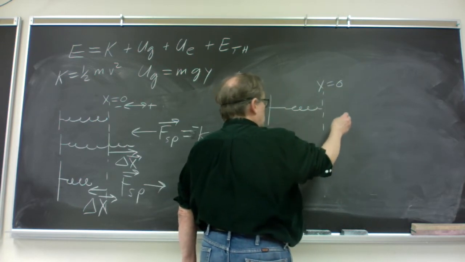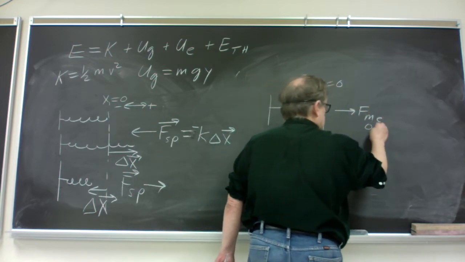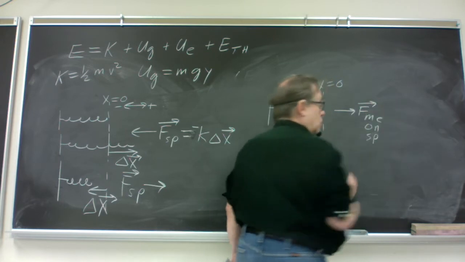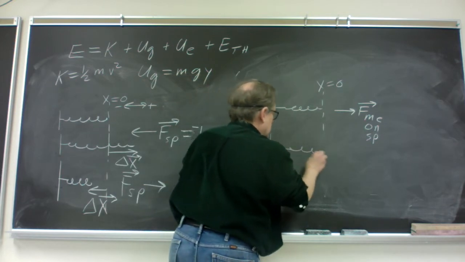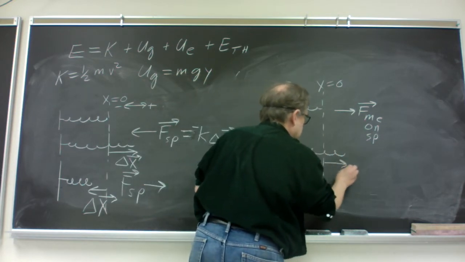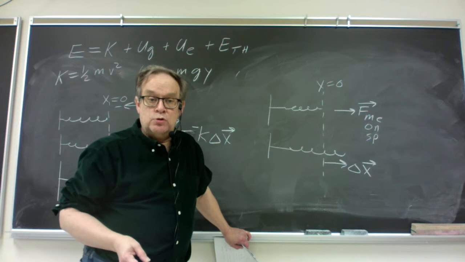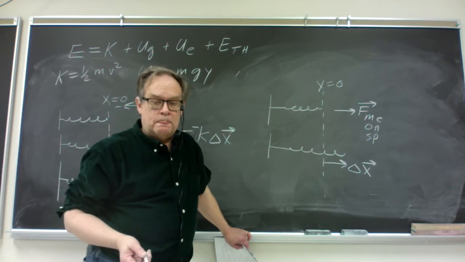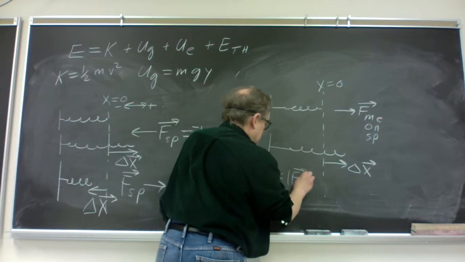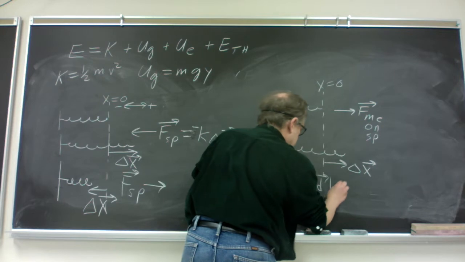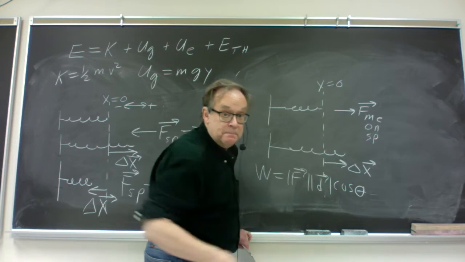And then I pull on the spring, so my force is a pull to the right, and as a result, the end of the spring has a displacement to the right. So, remember, work done is the strength of the force times distance times cosine of the angle between the force and the displacement.